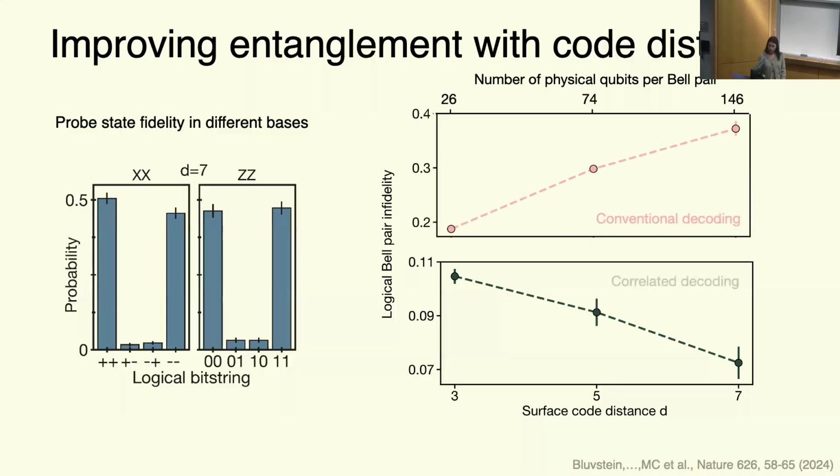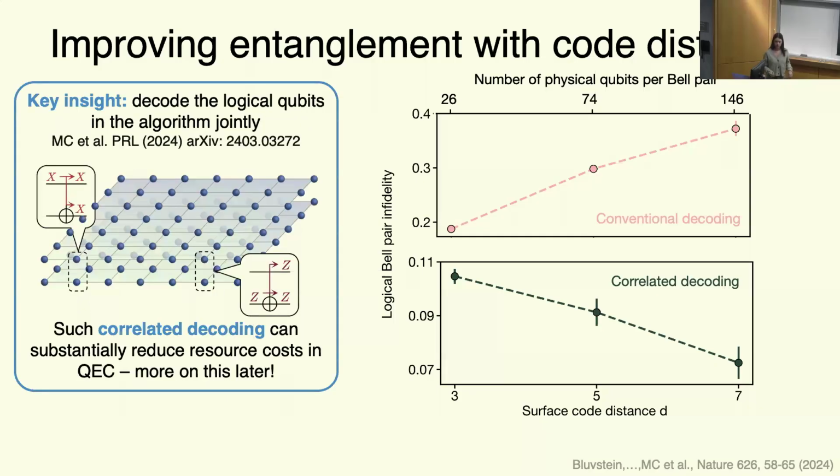Now, one interesting thing that I want to note here is that the only way that we were able to see this below threshold behavior is if we used a new technique to decode our logical qubits, where instead of looking at the stabilizers of a given logical qubit and deciding a correction, we're going to look at the stabilizers of both logical qubits that have done a gate together and assign a correction to both of them at the same time.